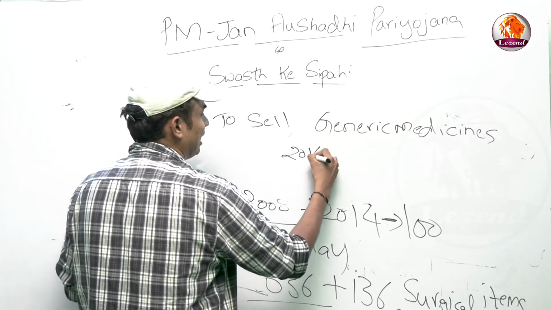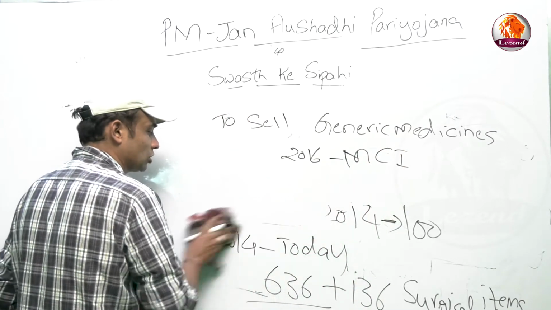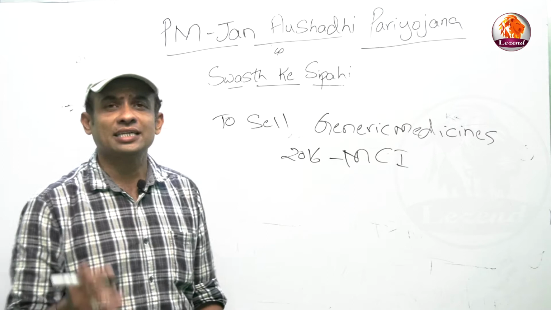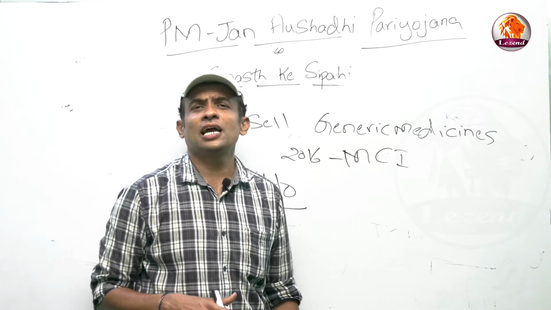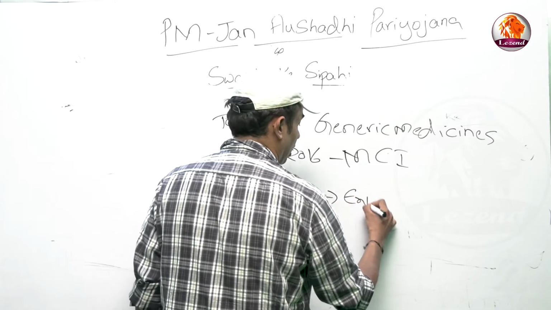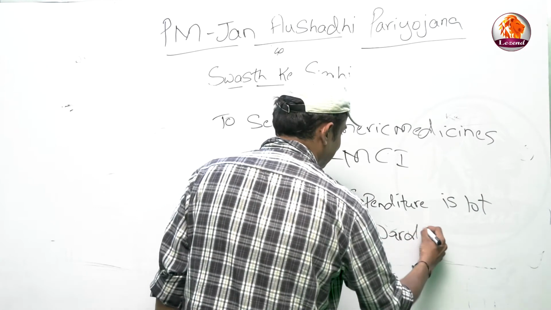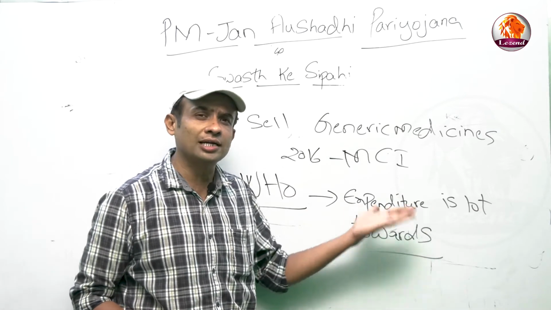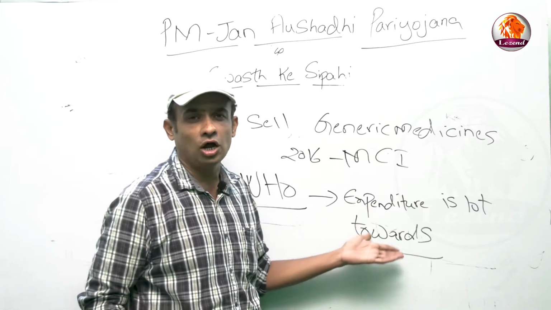And from 2016 onwards, the Medical Council of India has asked doctors also to prescribe only generic medicine, because there is a criticism, guys. There is a criticism from WHO stating that people in India pay a lot from their income towards medicines. Expenditure is a lot towards medicine, and this is creating a burden to the public. That was a sort of criticism from WHO. It is not exactly criticism, but a suggestion asking the government to take action.